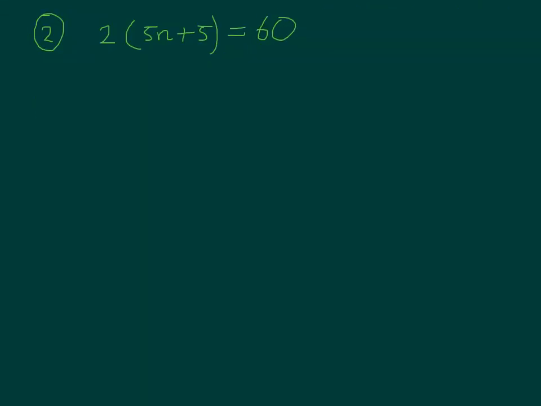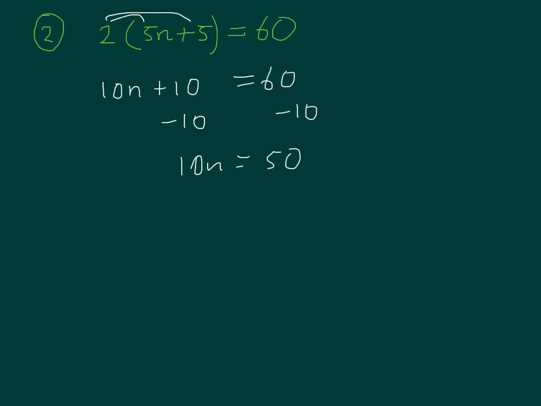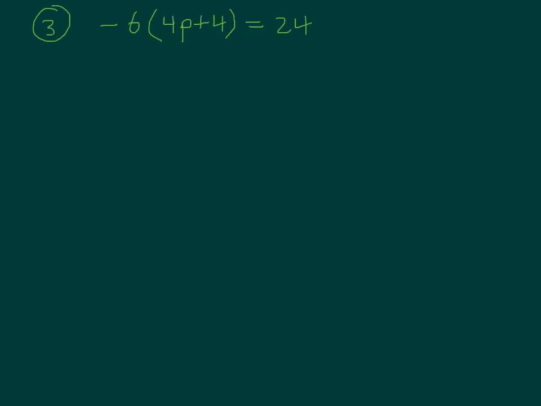Okay, here's the same again. Multiply out what's outside the brackets by everything inside. So 2 times 5n is 10n, plus 2 times plus 5 is plus 10, equals 60. Then just solve as we normally would. So 10n equals 50, divide by 10, so n equals 5.